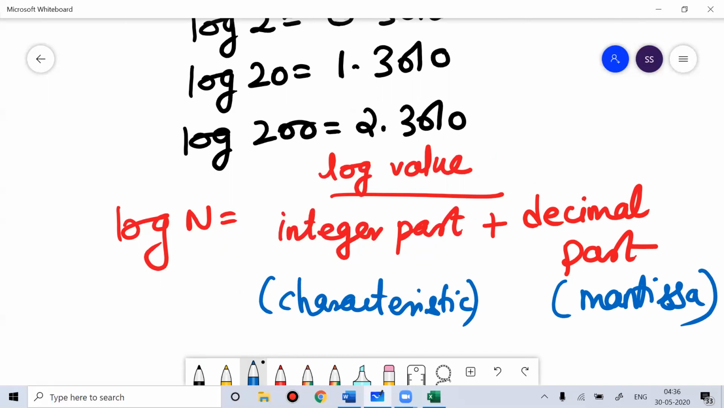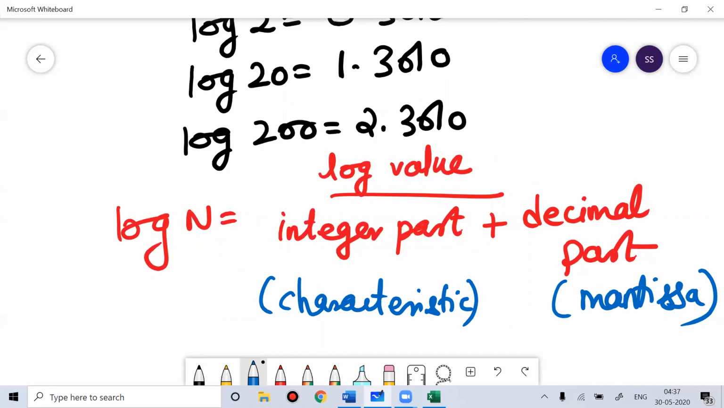To get this decimal part or mantissa, we use a log table. But a log table will not be given in any competitive exam. In case there is any question which requires the application of log, they will give you the value of mantissa in the question only. So you don't have to worry about that part.